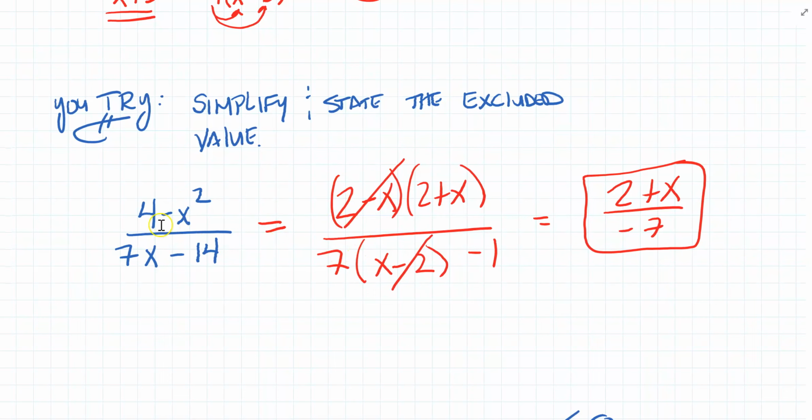Okay, hopefully you got the right answer. The top is the difference of 2 squares, so it's 2 minus x times 2 plus x. The bottom is factoring out a 7, gives me 7 times x minus 2. I can cancel a 2 minus x and an x minus 2 provided I introduce a negative 1. That leaves me with a 2 plus x over negative 7. Hopefully you got the right answer.